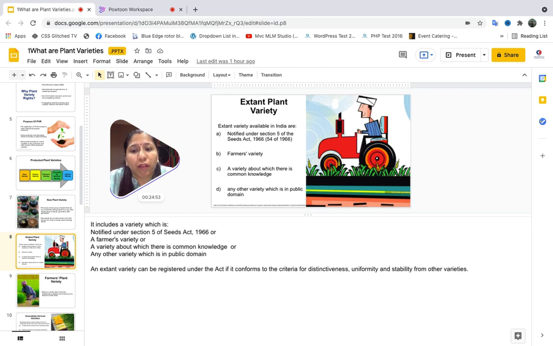Now, it could be a farmer variety, it could be a variety which people know about, it could be a variety which is already there in the public domain. Now, extant varieties can be registered under this act if they meet the criteria of distinctiveness, uniformity, and stability.